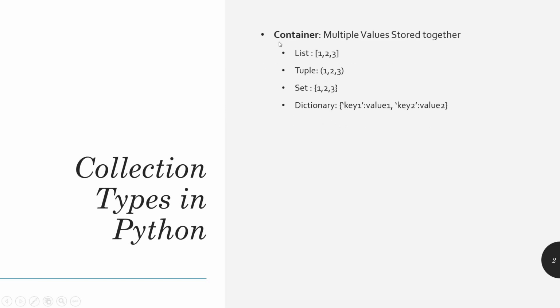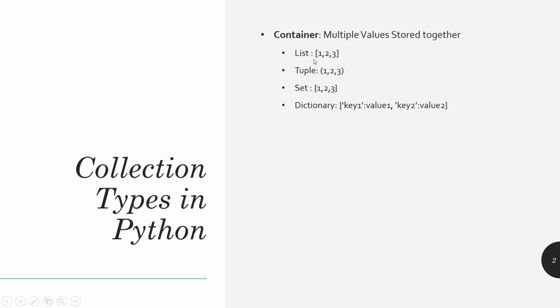First of all, the first definition is related to containers. What are containers? A container is a type which can hold multiple values together. Like if you are going to store a number of student records, then you will use a container. And those containers can be of different types, like list, tuple, set and dictionary. So these are the representations of the list, tuple, set and dictionary in Python.